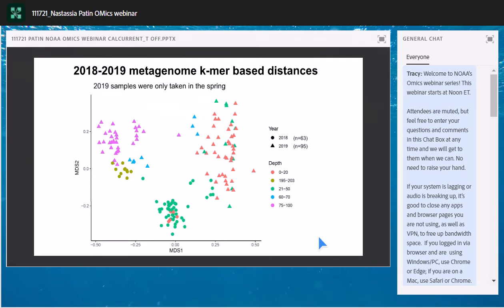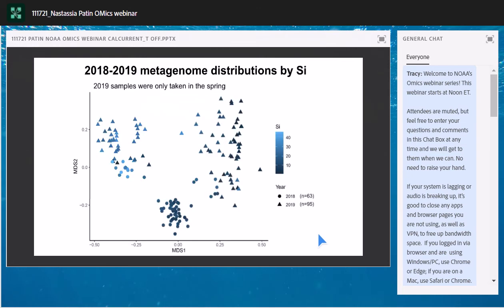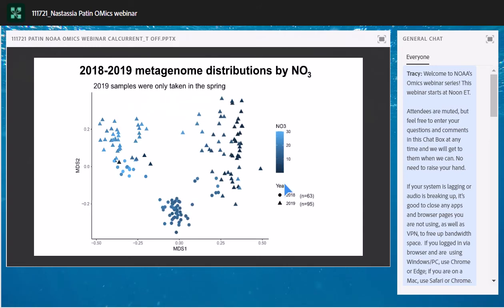So our shallow and intermediate samples, particularly our most shallow samples between 0 and 50 meters, are separating by year as well as by depth. And so the one limitation here is that 2019 samples were only taken in the spring, so we don't have the seasonal resolution for 2019. But we're starting to build again these larger time series, these larger data sets that can tell us about space and time patterns in the California current.